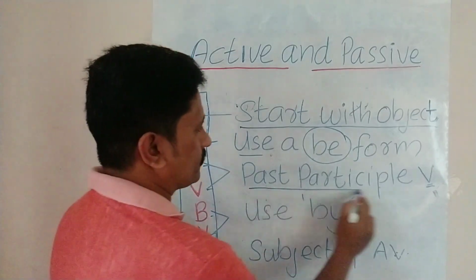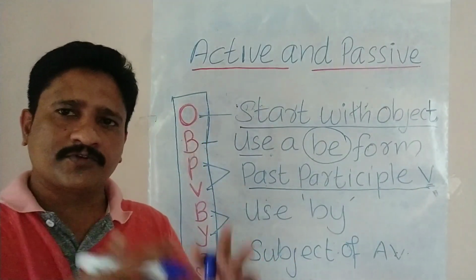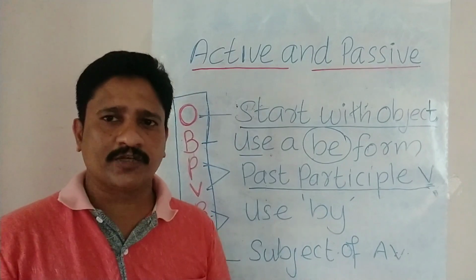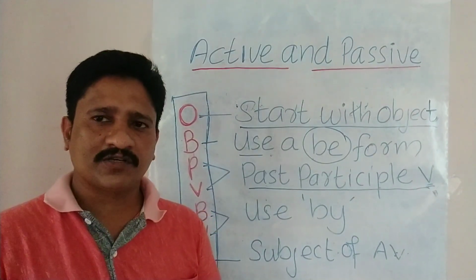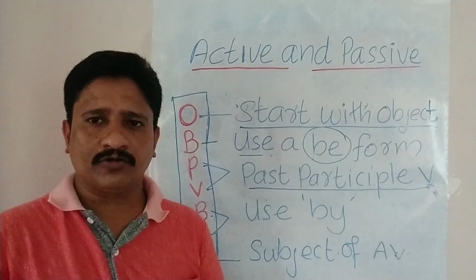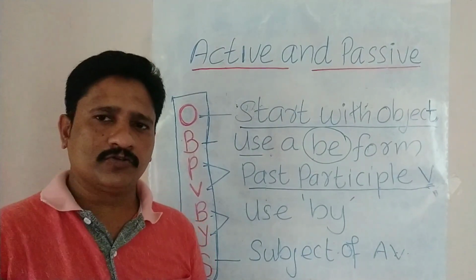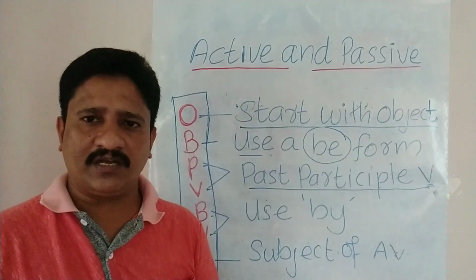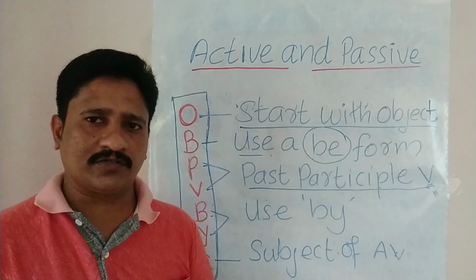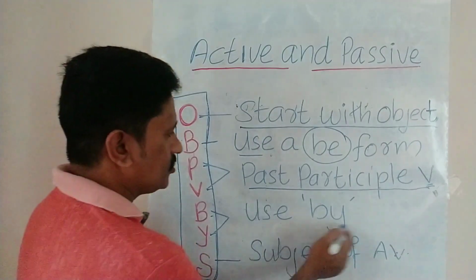Then the past participle of the verb. The active voice sentence will have a verb, so use the past participle form. For example, take, took, taken; think, thought; eat, ate, eaten. So the third form. And then use by.